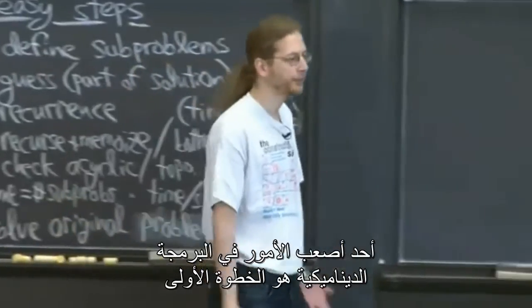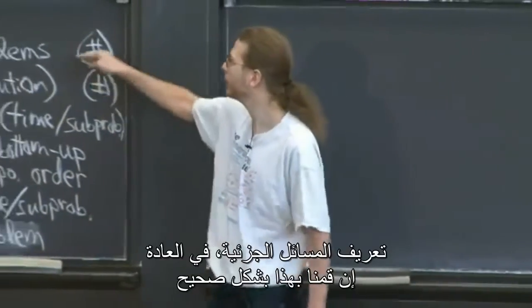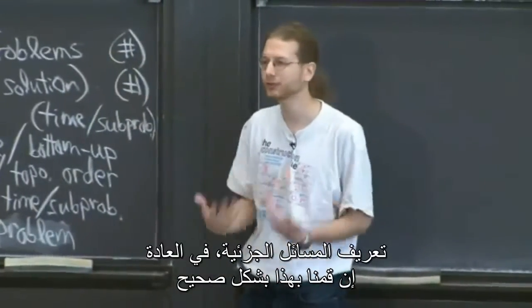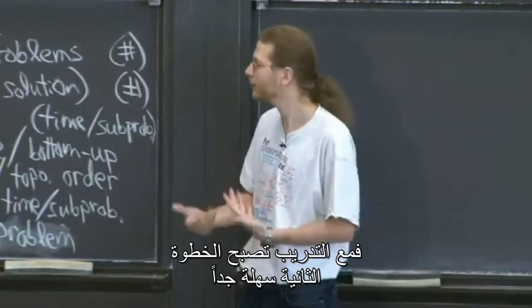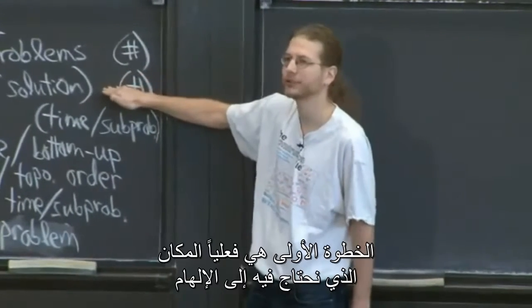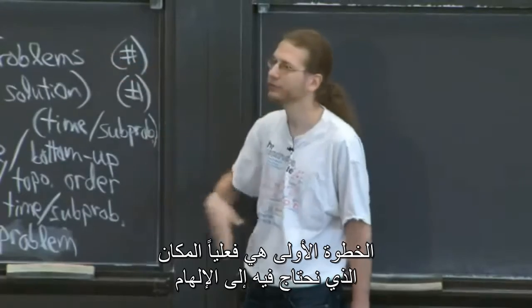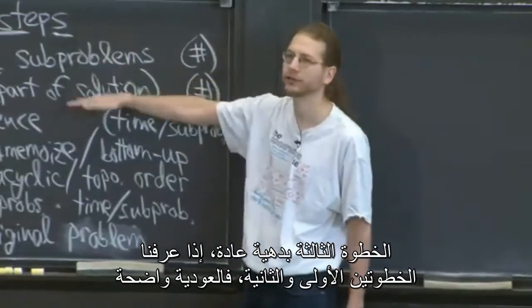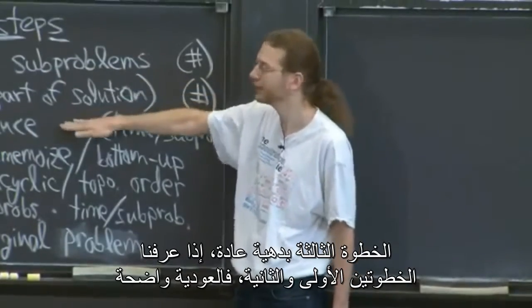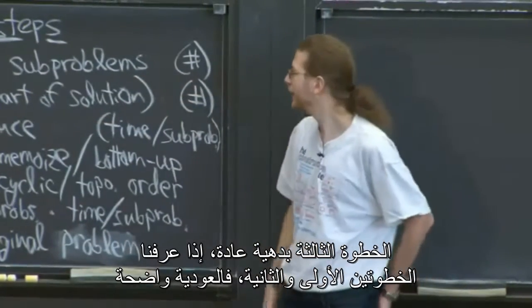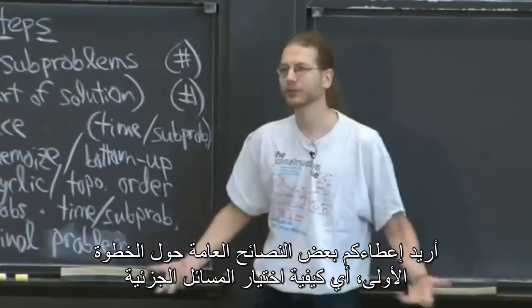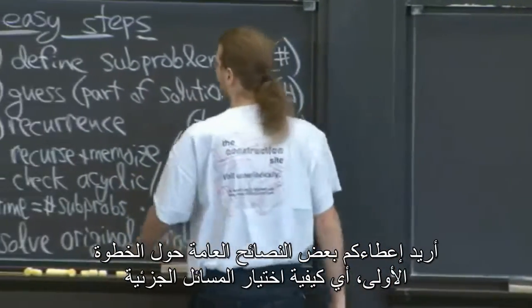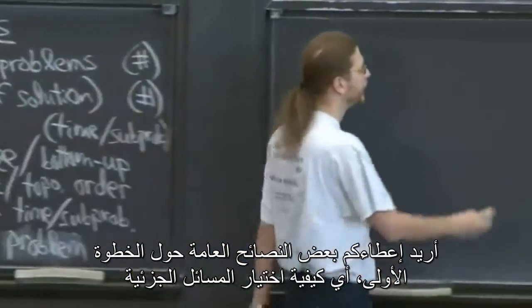One of the hardest parts in dynamic programming is step 1, defining your subproblems. Usually, if you do that right, with some practice, step 2 is pretty easy. Step 1 is really where most of the insight comes in. Step 3 is usually trivial once you know 1 and 2. Once you realize 1 and 2 will work, the recurrence is clear. So I want to give you some general tips for step 1, how to choose subproblems.